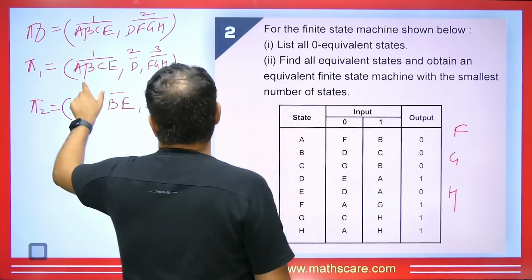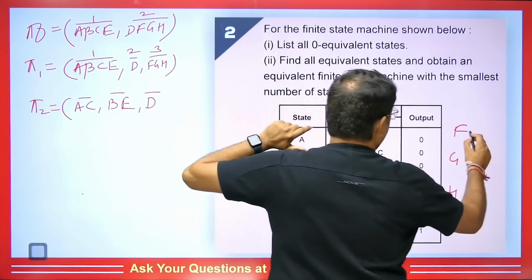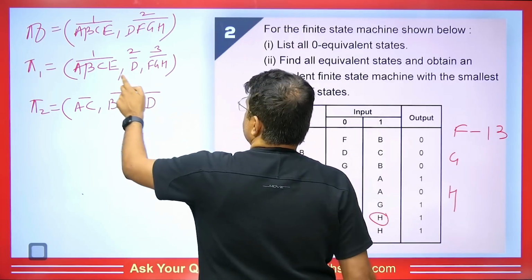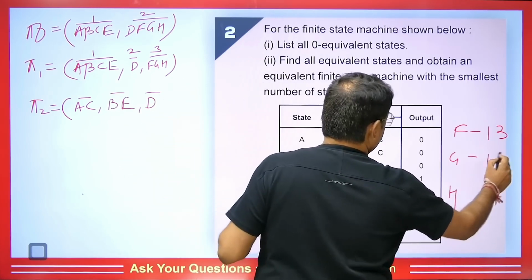So A is here and G is here. So it becomes 1, 3, right? Now let's talk about G. We have C and H coming in G. C is coming here and H is coming here. So it will be 1, 3.